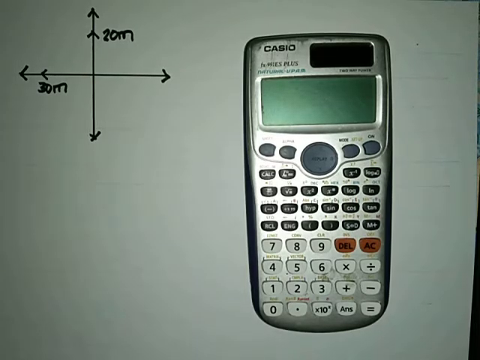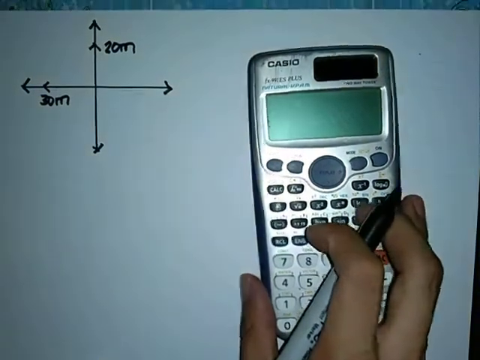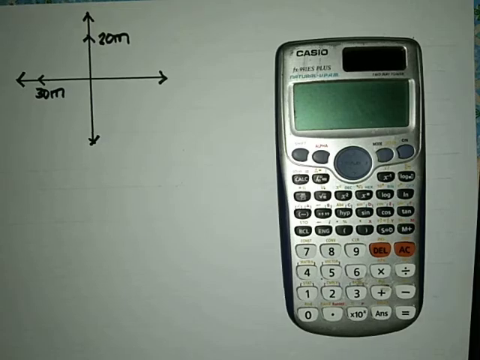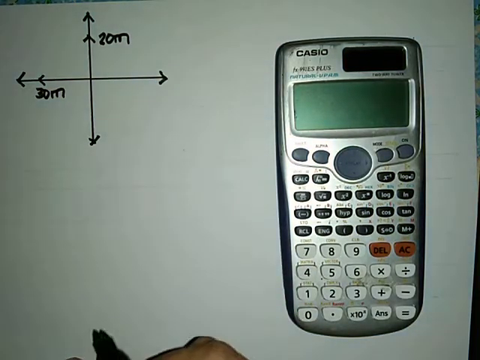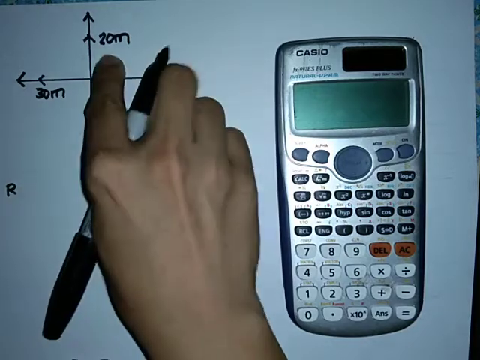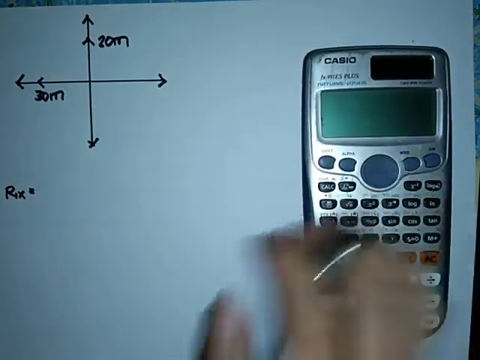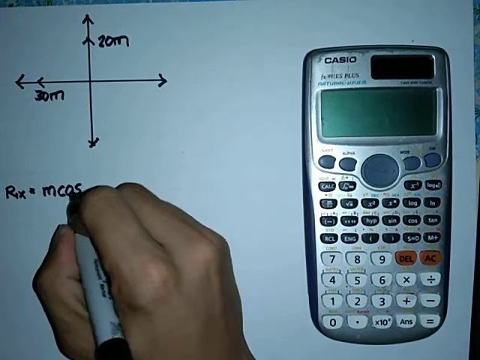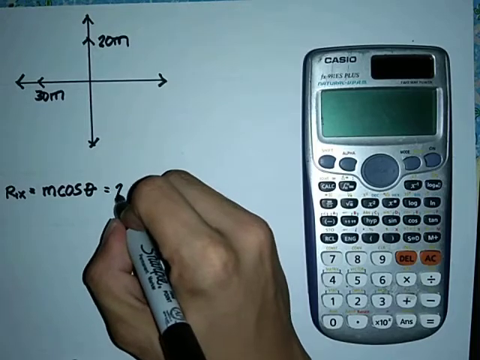So, first, kailangan nating i-put into mind that yung ating reference angle should be always at the east o nasa positive x-axis natin. So, ating magiging formula dyan, and take note also for our R1x natin or 20 meters natin, is yung ating magnitude times yung ating cosine theta. So yung m natin is yung magnitude natin, that is equal to 20.